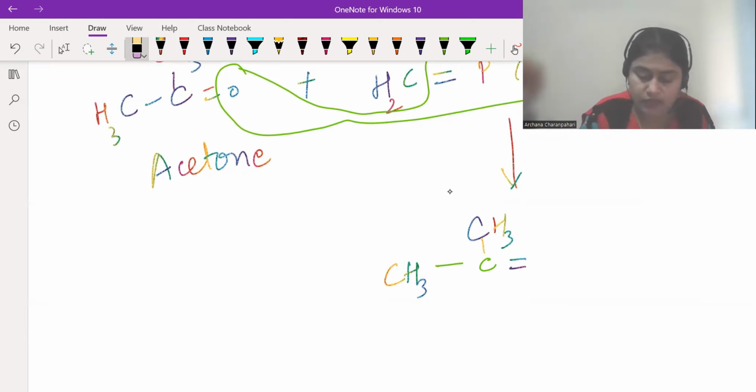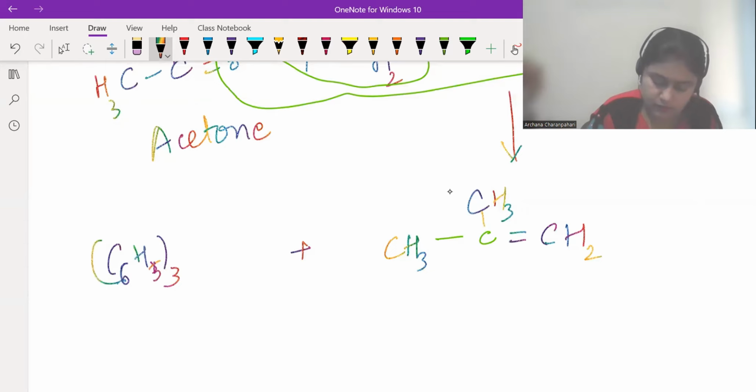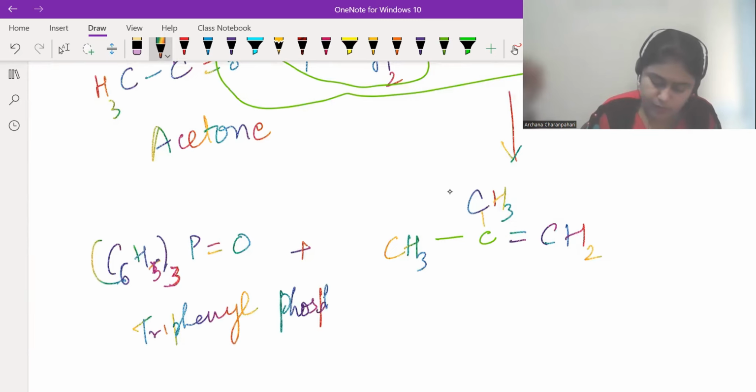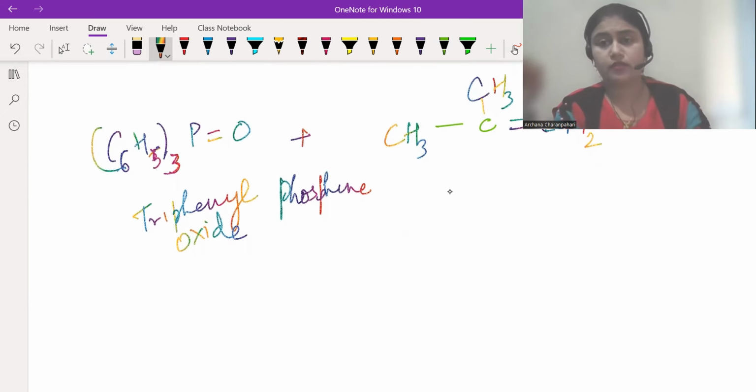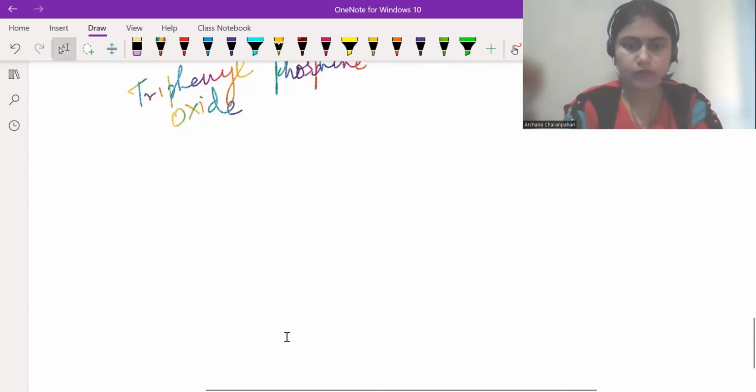A lot of students will make mistakes like this. So I showed you how you make mistakes in a hurry in the exam. You have to see carefully: double bond CH2 plus (C6H5)3 double bond, triphenyl phosphine. Right? This is one method. Now, let us see some more applications of this reaction.